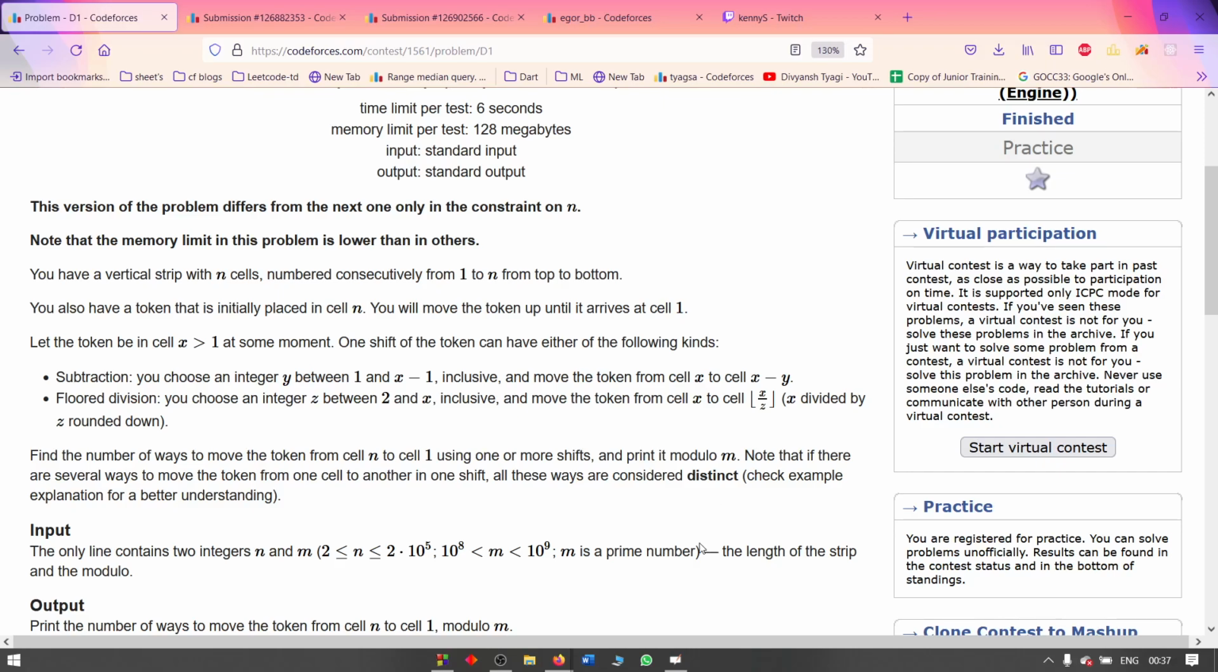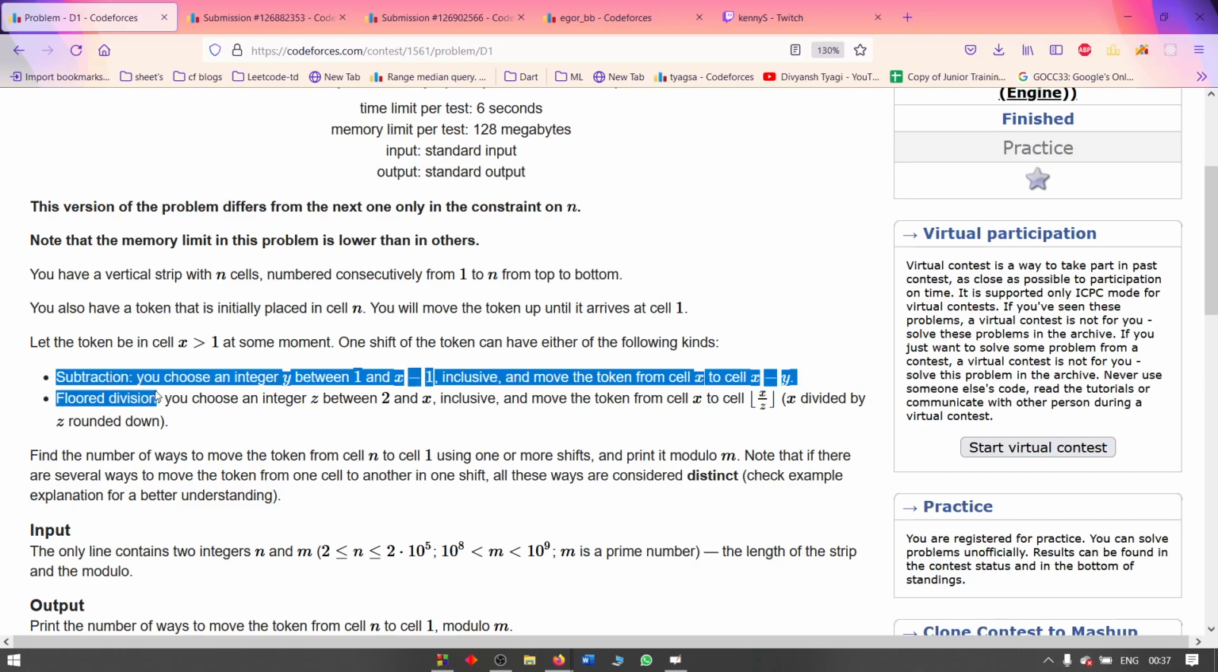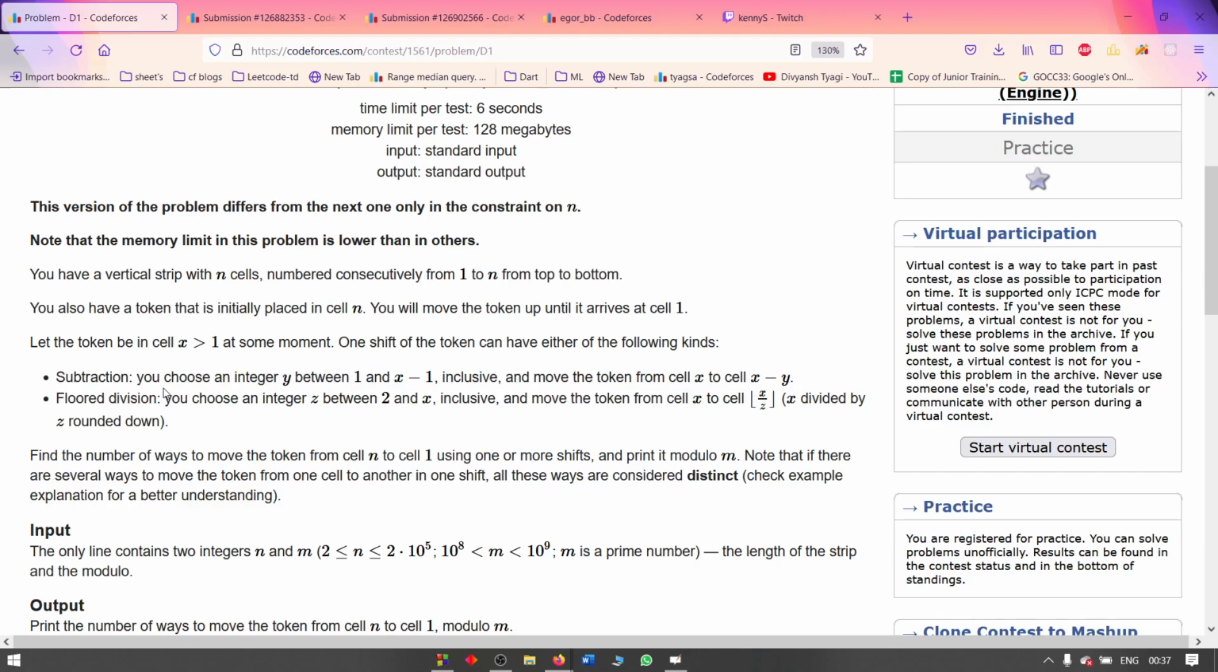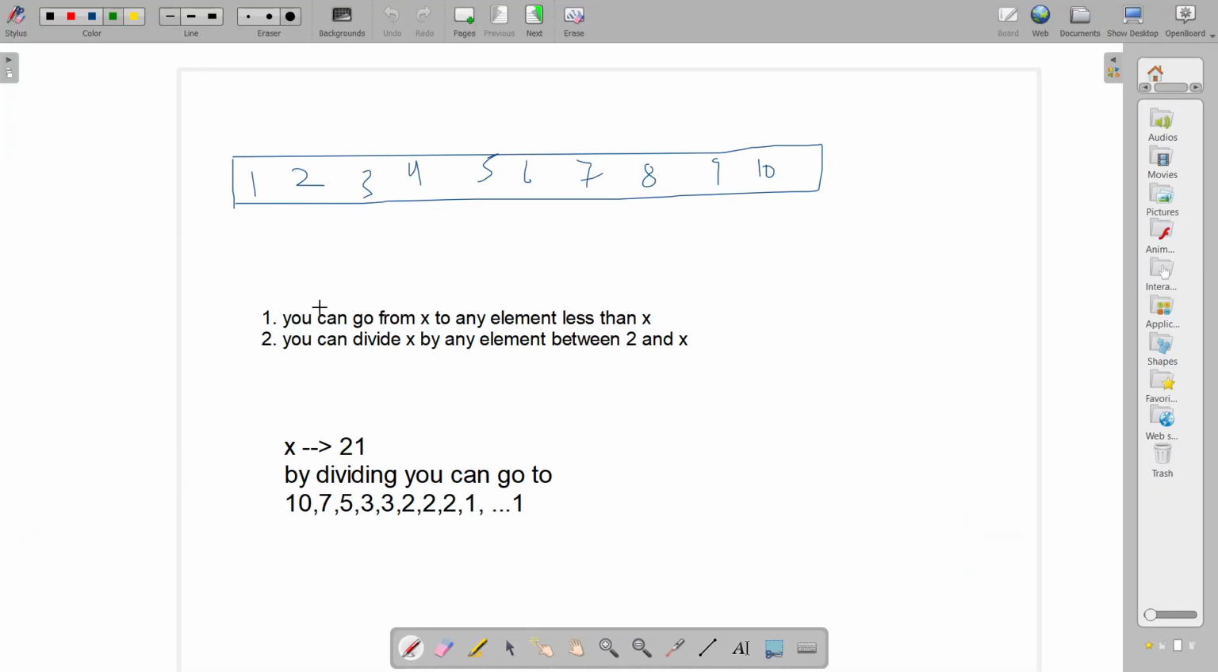First of all, you will be given some element n, and you have to find the number of ways in which you can reach from n to 1. That is, you can reduce your number n to number 1. And how can you reduce? You can follow a series of steps, and a particular step can have two actions. Either you can go from a particular element x to basically any element less than x.